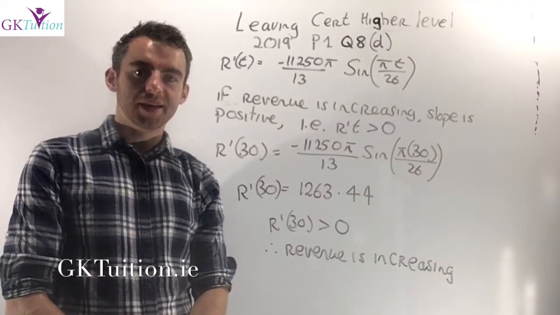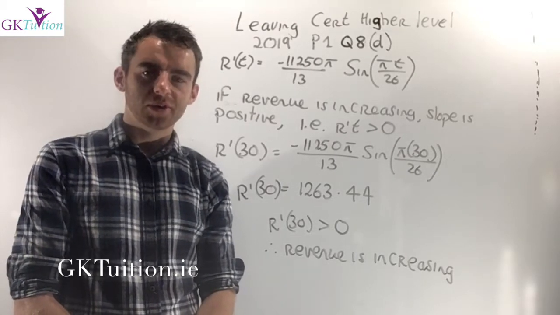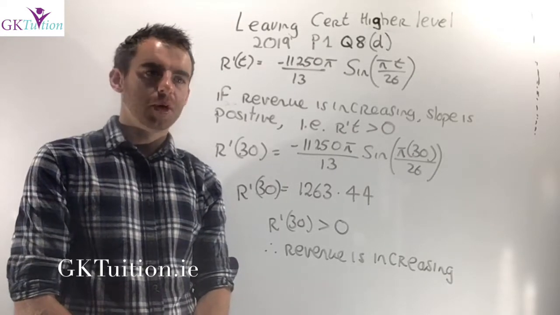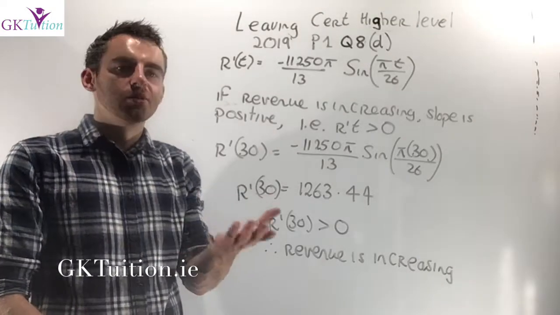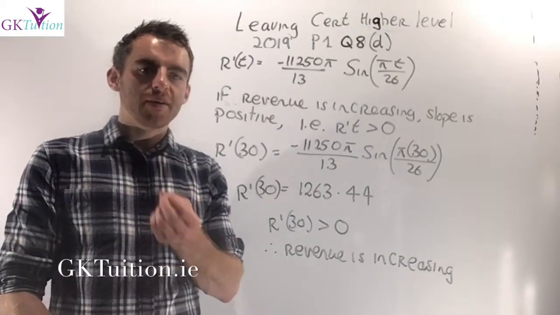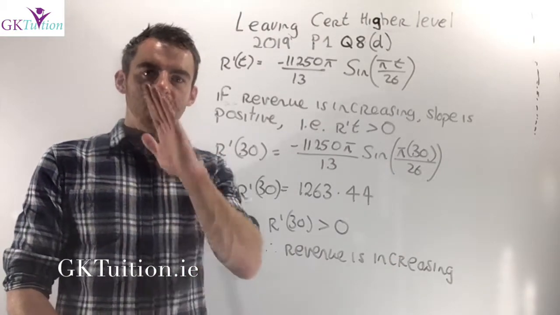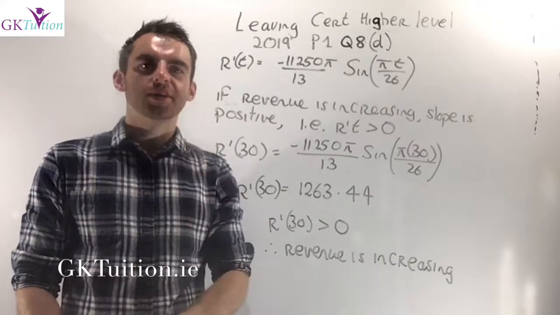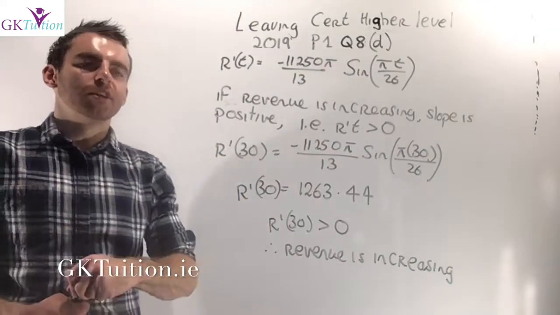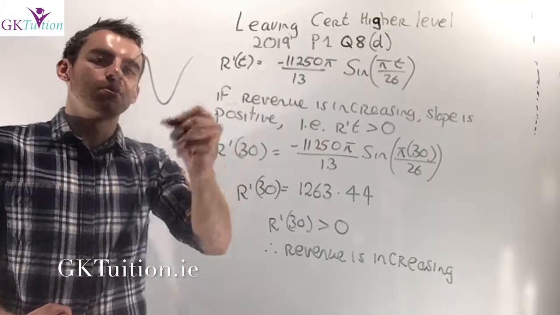Okay, in part D, we're asked to use calculus to show that the revenue is increasing 30 weeks after the beginning of July. Now, to use calculus, obviously they're talking about differentiation. You should realize that if the revenue is increasing, then the slope of the function must be positive. Imagine our function, it's a trig graph, so it looks something like that.